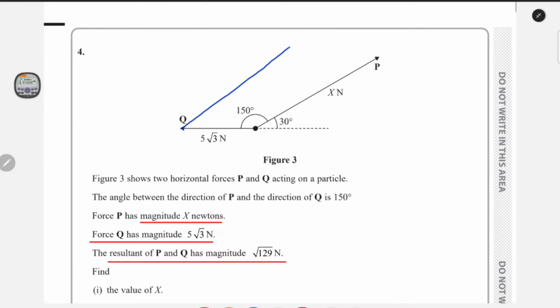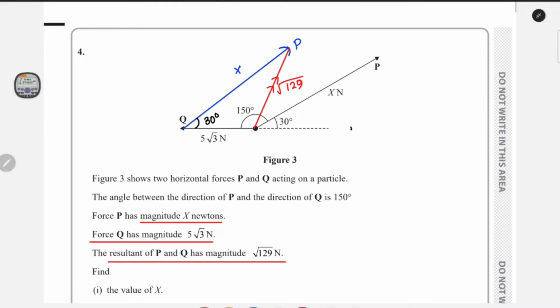Because the vectors need to be in a head to tail diagram, it would be like this. So this is P, this is X, and the resultant vector has a magnitude of root 129. This angle will be 30 degrees, and we don't know the rest of the angles. So we can use the cosine rule over here to find x.